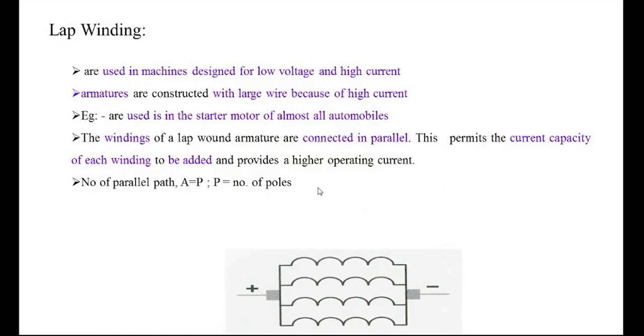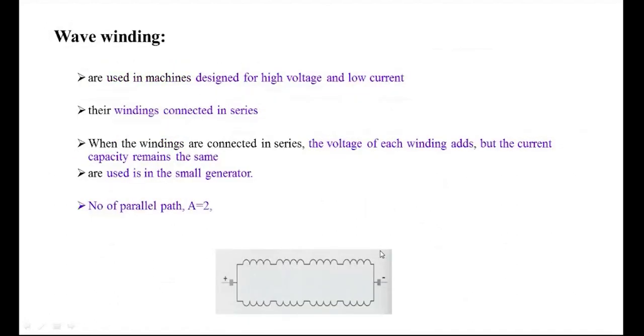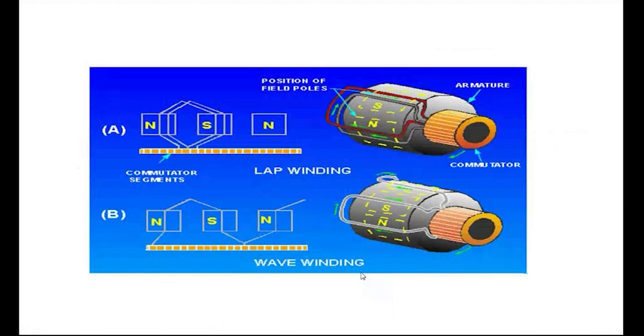Here in the lap winding, A equal to P, equal to the number of poles. This is the setup behind the lap winding. Wave windings are used for machines designed for high voltage and low current. For high voltage and low current purposes we can prepare the wave winding. Here in the wave winding, the number of parallel paths equals 2 only. This is a four-pole machine, but the number of parallel paths is A equal to 2 only. This is the setup behind the lap winding and the wave winding.